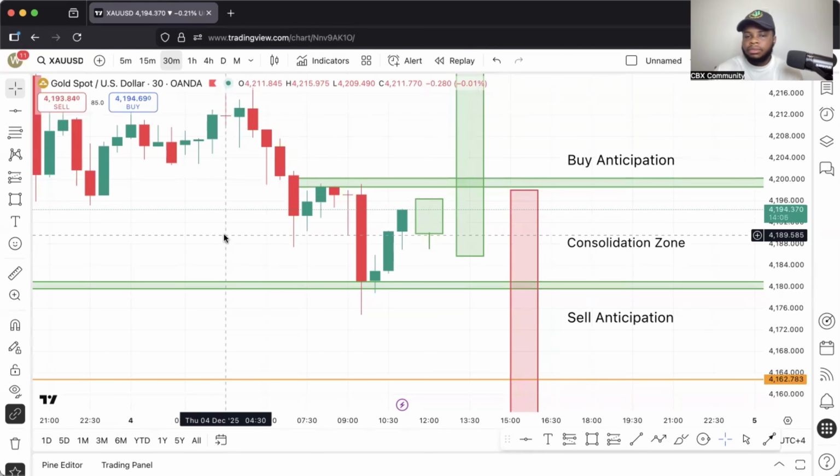Let's see if this candle wants to continue to go up to get to this resistance zone, just like how I'm anticipating it to do. But you need to ask yourself, where are you going to put your stop loss?